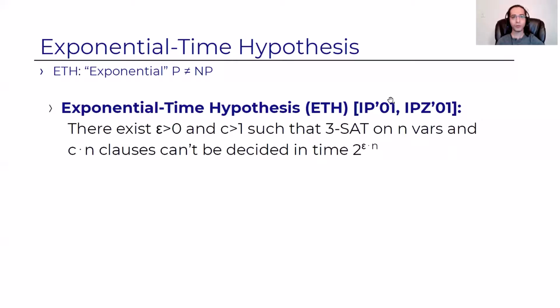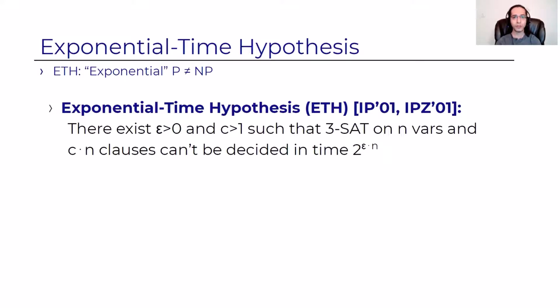Our starting point will be the ETH, the Exponential Time Hypothesis by Impagliazzo, Paturi, and Zane, which says that for some epsilon, 3-SAT with a linear number of clauses takes time 2 to the epsilon n to solve. So this is an exponential version of P does not equal NP, because it says that for a specific NP problem, there's a lower bound which is exponential, 2 to the epsilon n.